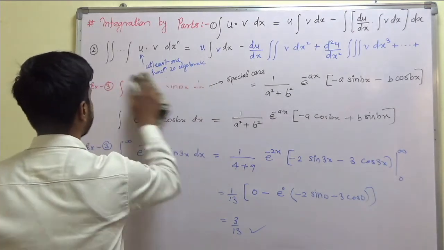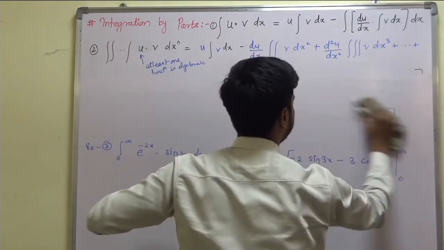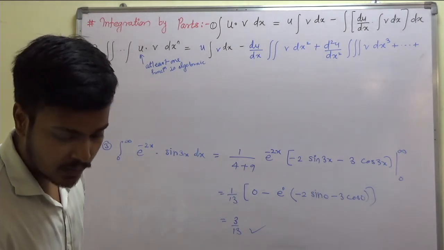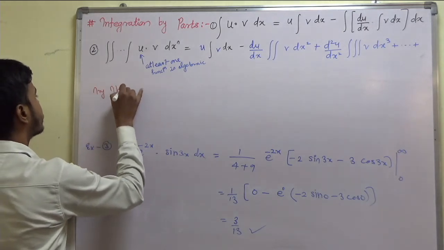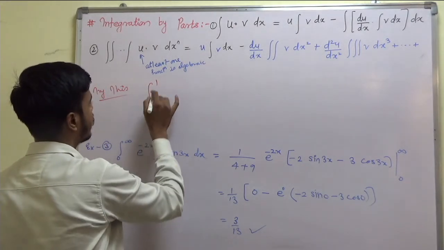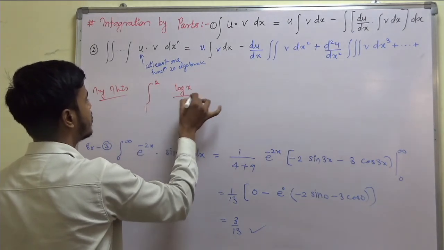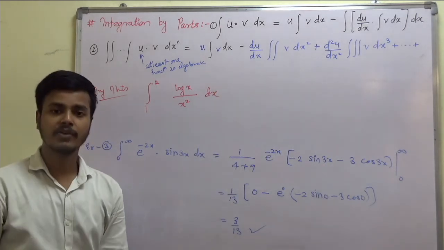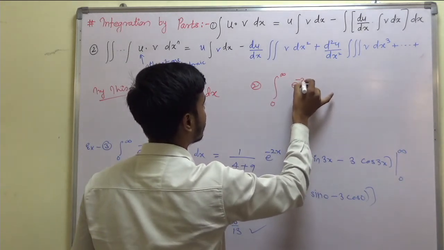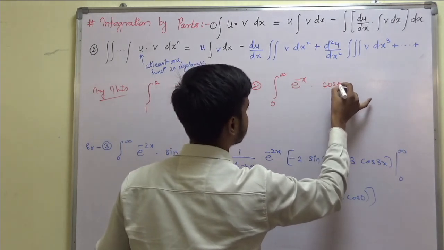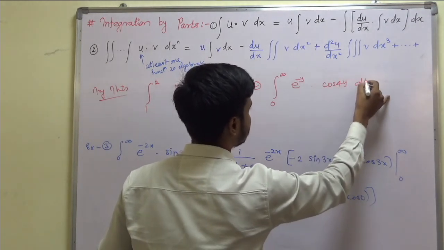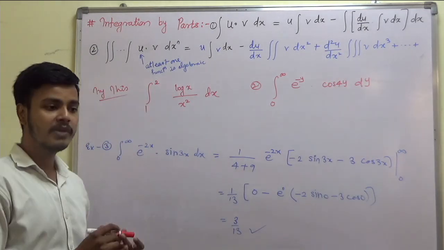Now let me give you two problems that you can try at home. So the problem that you have to solve at home is this. Try this. Integration 0 to, sorry, not 0, 1 to 2 log x upon x square dx. Also the second problem, integration from 0 to infinity e to the power minus x into cos 4x, sorry, let me take it y, change of variable dy. So these are the two problems that you can try at home and try to get the answers.